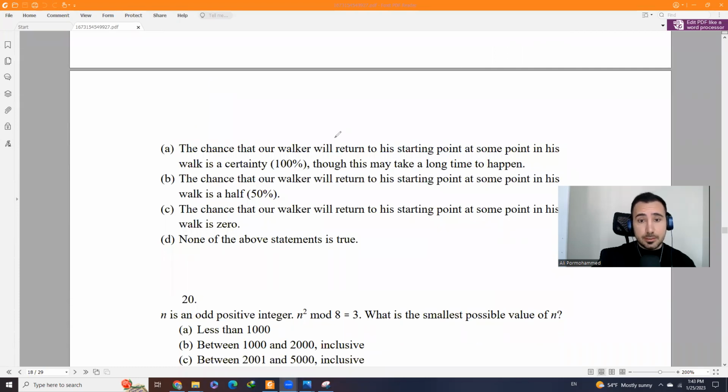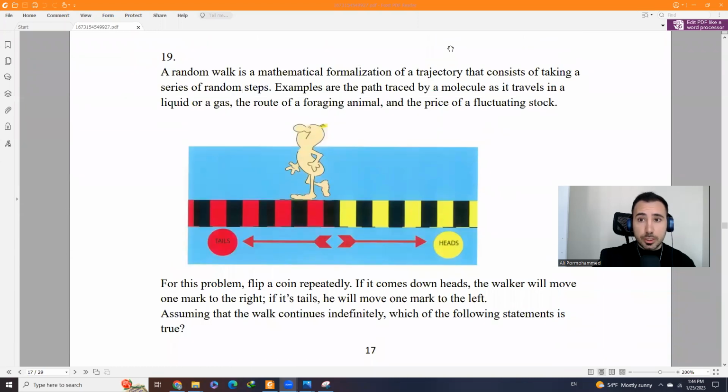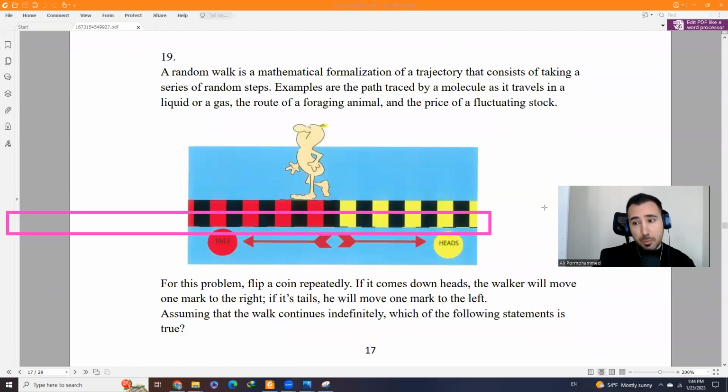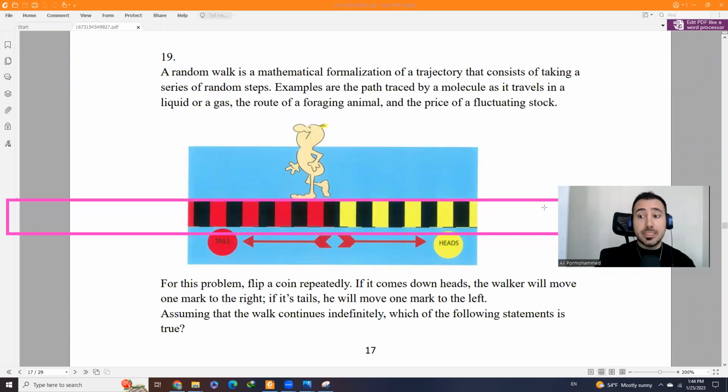Option A says definitely the person will go back. Option B says 50% goes back. C says it never goes back. That's weird. And D says none of them is true. So maybe it's 85% or something. Also, you see, how large is this shape, right? How many can we go left or how many can we go right? This is also indefinite. So the path is also forever. It could continue forever. Okay.